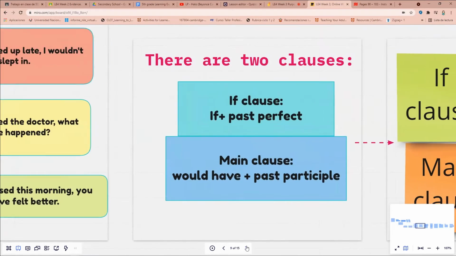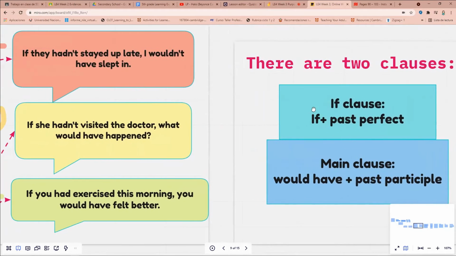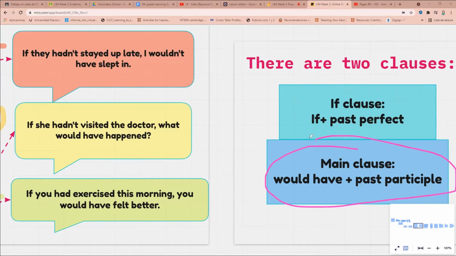Now let's continue. There are two clauses here. If clause. This is the if clause. If you see, we have there the if clause. If they hadn't stayed up late is the if clause. If she hadn't visited the doctor is the if clause. If you had exercised this morning is the if clause. Now, the main clause is the result. So I have the main clause here, the main clause here, and the main clause here.